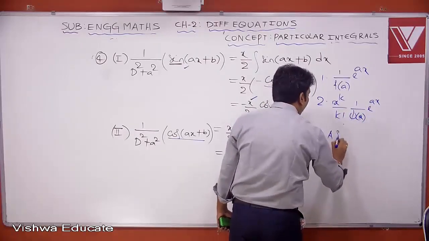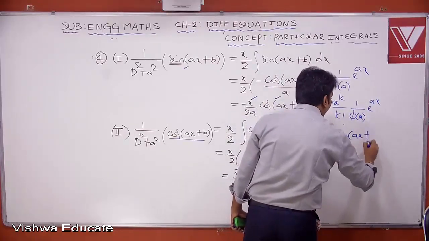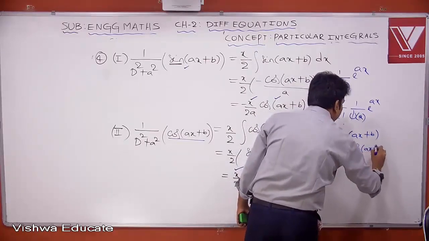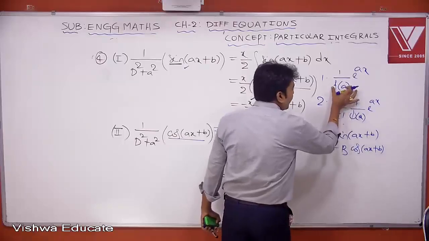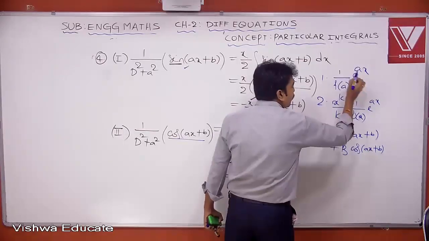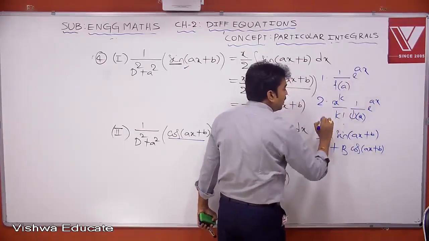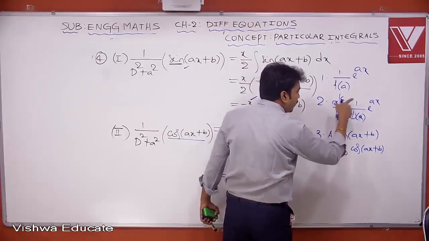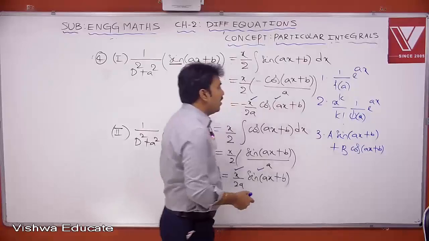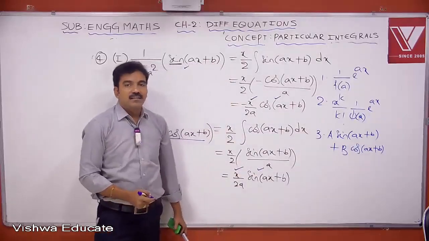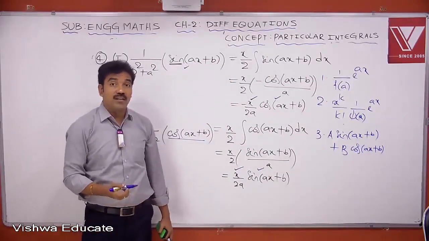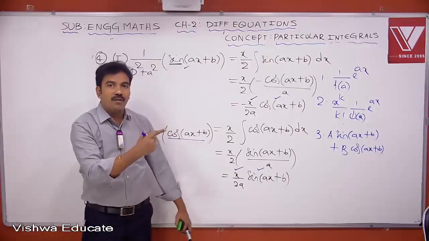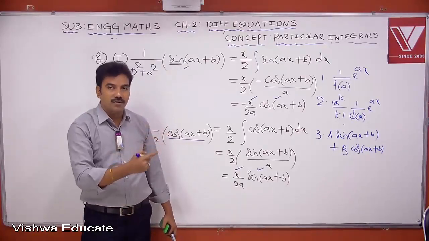In case 3, the answer will be a into sine of ax plus b into cos of ax plus b. So in this case, the denominator is non-zero. That's why the result is a constant multiple of the exponential function. In case 2, the denominator is getting 0. That's why the result is a variable multiple of the exponential function. And in case 3, the denominator will not be 0 when d square is replaced by minus a square. Hence the result is a constant multiple of sine plus a constant multiple of cos.